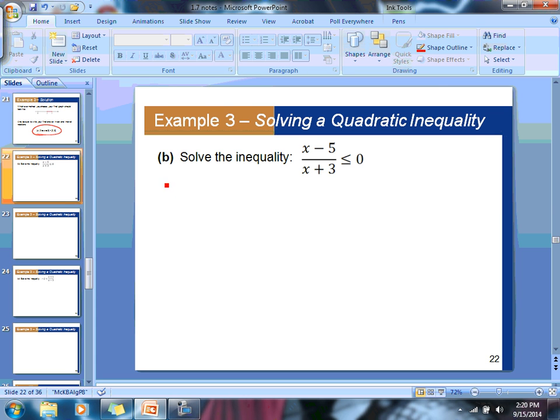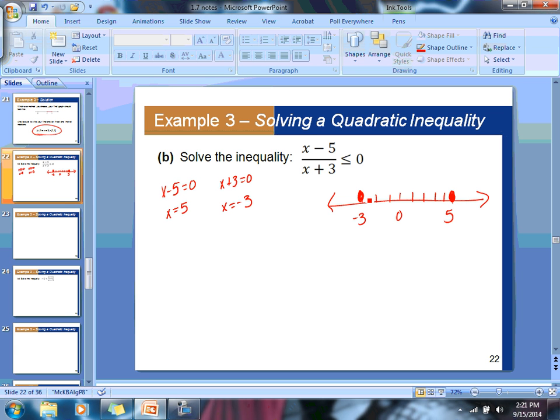So I just have to think what values x could be. And if I took that x minus 5 and set it equal to 0, then I would have x equals 5. If I took the denominator, x plus 3, set it equal to 0, then I get x equals negative 3. And those are my values that I'm going to put on my number line to test. So I'm going to be down here at negative 3, negative 2, negative 1, 0, 1, 2, 3, 4, 5. And again, I want solid circles on the negative 3 and the 5 because I've got a less than or equal to.